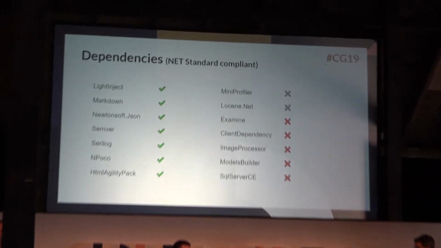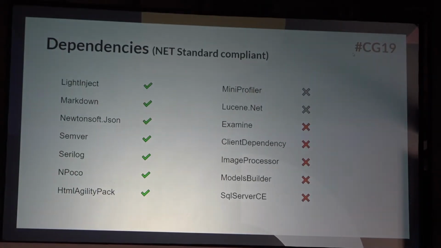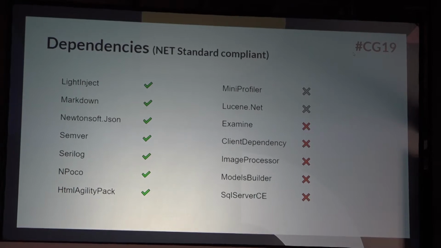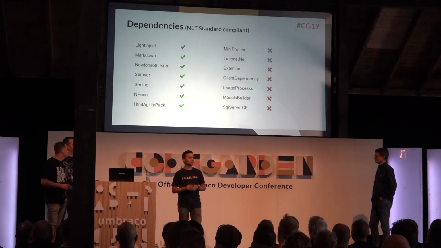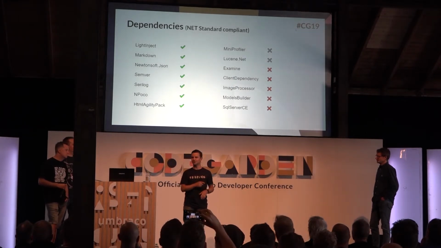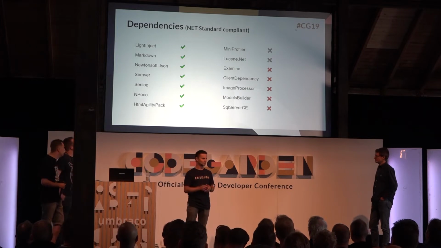So these are the dependencies that we depend on, and I've put this little chart together here to talk about .NET Standard. So in V8, we've got LightInject, Markdown, Newtonsoft.Json, SemVer, Serilog, which we'll talk about in another slide, NPoco, HTML Agility Pack. These are all .NET Standard compliant, which is good news for us because that means we don't have to do anything with these libraries to go to .NET Core at all. They'll just work. On the right-hand side, MiniProfiler and Lucene.Net are not .NET Standard compliant with the versions we're using, but they have versions that are, so it's not going to be a big deal to move there.